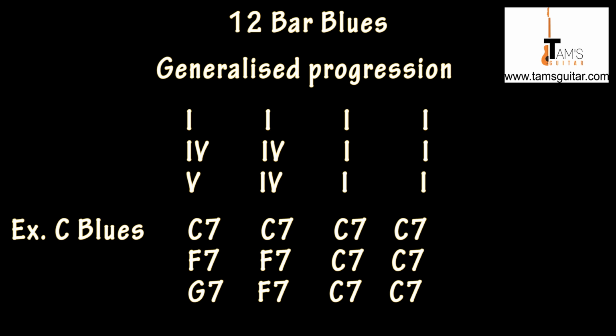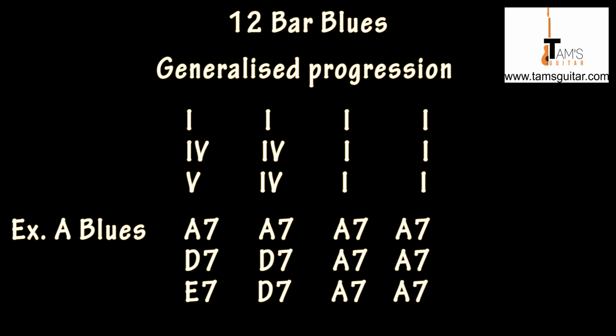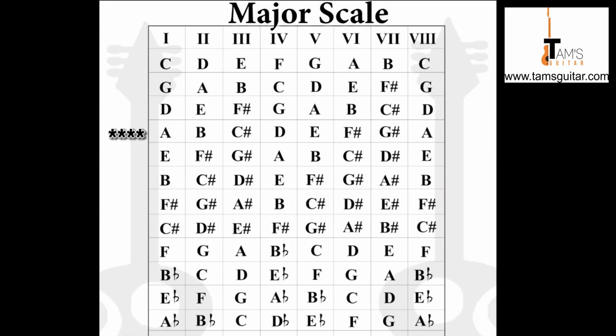Now you can take any other scale, like instead of playing C blues you can play A blues. So A will be your 1, and if you look at the major scale chart, we've got D as 4 and E as 5. So you should be able to find out the scales on your own. In some other video I'll show you how to find the major scale.